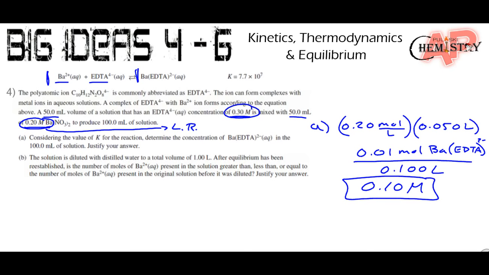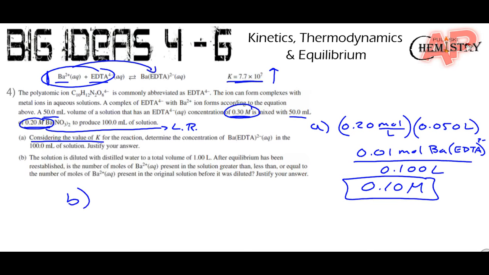Why does it say, I skipped this over, but considering the value of K, this is huge. So because of that, I can assume that all of this basically makes all of that. And that was the one missing part in my initial explanation. So because it said consider the K value, you can see that it's so large, I can assume all of my initial amounts will basically become products.